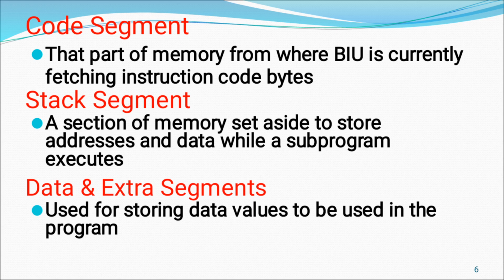First, code segment. The code segment is the part of memory from where the BIU is currently fetching instruction code bytes. The second one is the stack segment, a section of memory set aside to store addresses and data while a subprogram executes. Data and extra segments are used for storing data values to be used in the program.